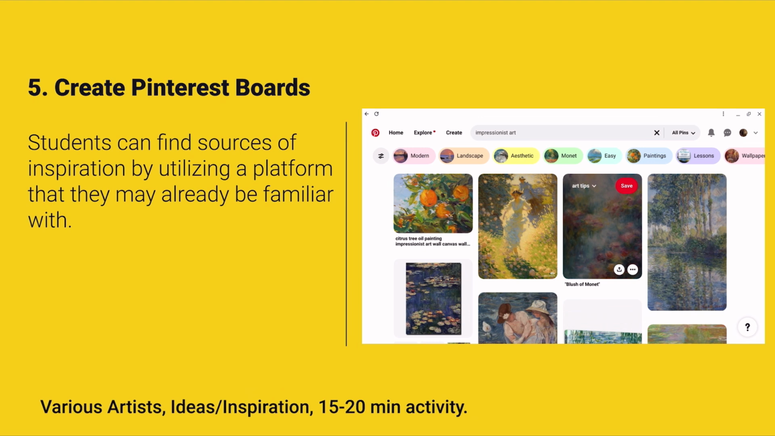what does this word mean, or who is this artist, and they're already on a computer or a laptop or any device of their choice. Might as well just take it and do some research. And I think Pinterest is a really fun and engaging website, so giving them 15 to 20 minutes to complete this activity would be really beneficial to them.